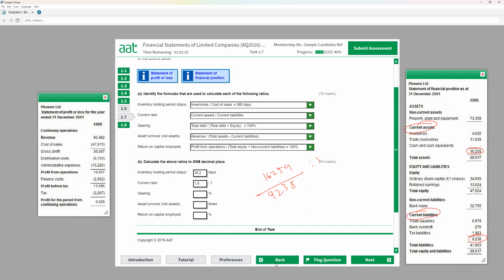Next one is the gearing, debt divided by debt plus equity. So let's have a look. Debt means the long-term debt. Remember that. Debt is we have a bank loan, 32,755. And debt plus equity. So 32,755 and the equity we have 47,624. Percentage, times by 100. So let's do this one.